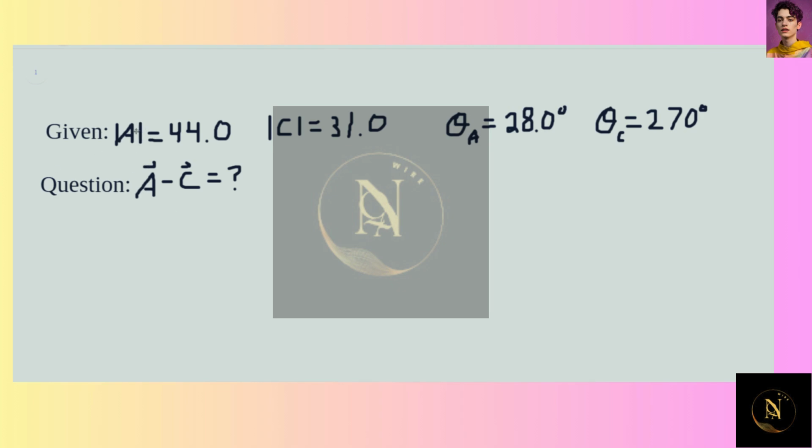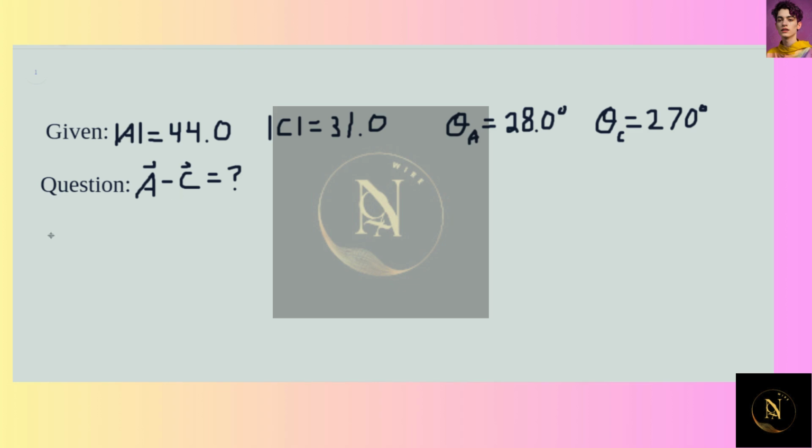And I wrote down what we were given from that figure 38, where the magnitude of A is equal to 44 and the magnitude of C is equal to 31. The angle of A is given to be 28 degrees. The angle of C is along the negative y direction. So that's 270 degrees, right? Okay, so now the question is what's A minus C? The vector A minus C.